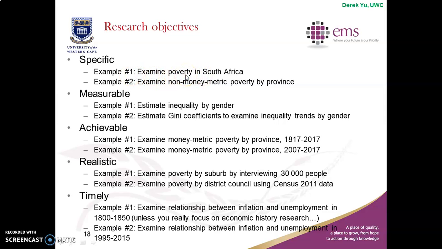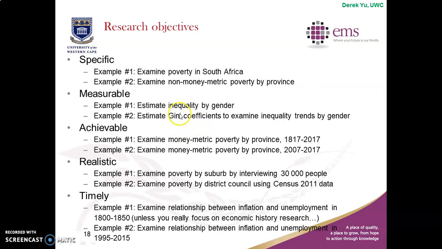The word poverty is too broad, not specific enough. So example 2 would be better. I specifically want to examine non-money metric poverty by province. Okay, measurable. Example 1 is too broad, not measurable.